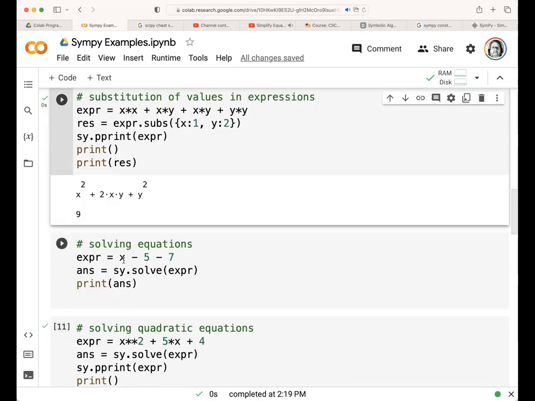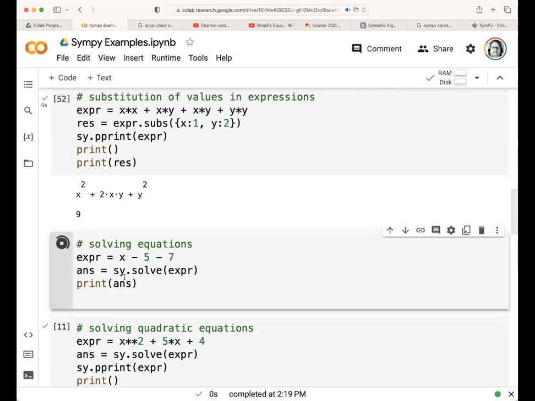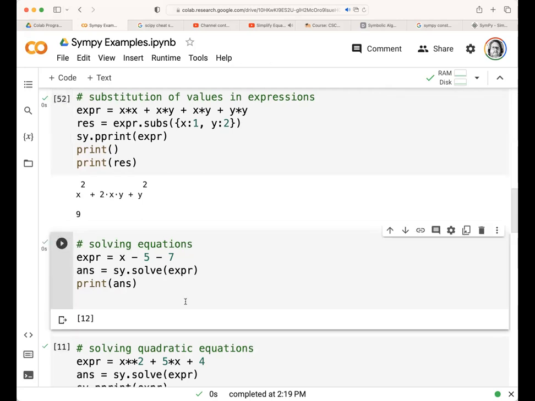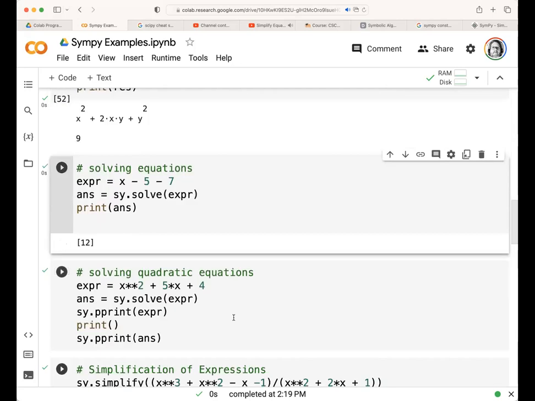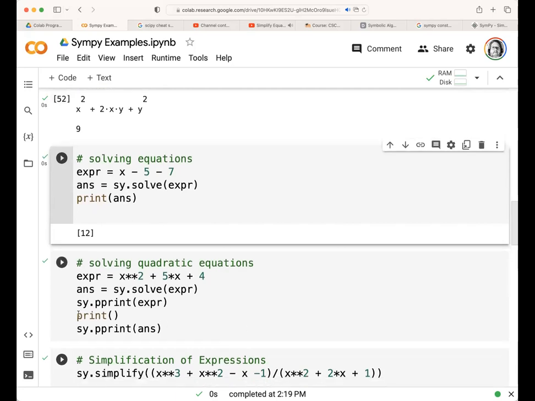We have another one, x minus 5 minus 7. This expression, we assume that's going to be equal to 0. We can then solve that and get 12 as the answer. Quick and straightforward.